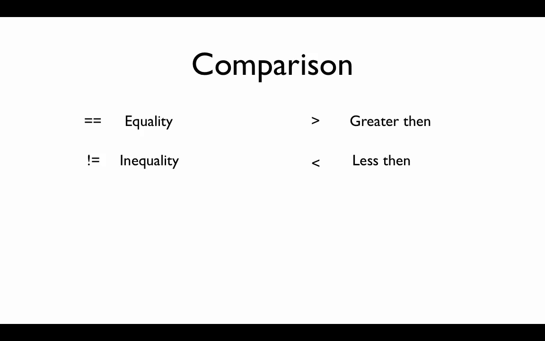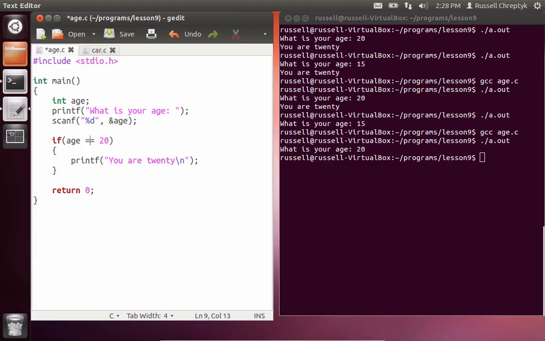And then we also have greater than and less than, which is simple enough if the thing on the left is greater than the thing on the right, and also if the thing on the left is less than the thing on the right. So let's just experiment with these and see how these work.